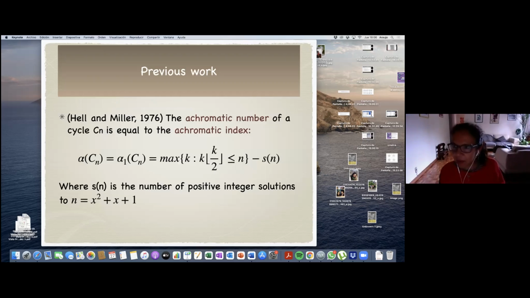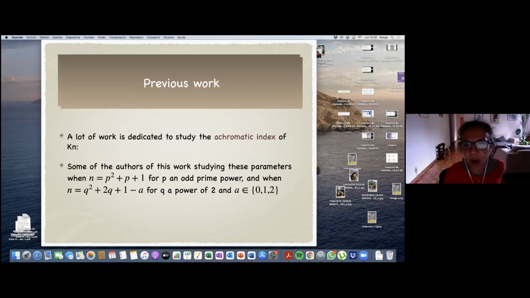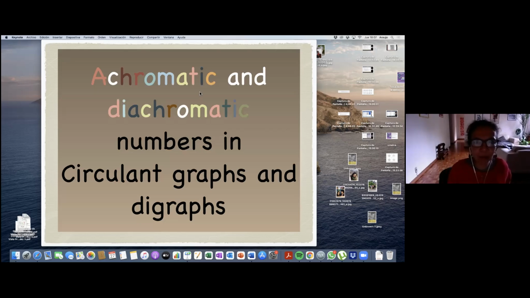And now we work with these two parameters, both in circulant graphs, okay? And the previous work is on cycles, because a cycle is a circulant graph, obviously, or we have a lot of work related with the achromatic index in the projective, in the complete graph, and also the complete graph is a special case of a circulant graph. Okay, I will talk about the achromatic and diachromatic numbers, both in circulant graphs and digraphs.